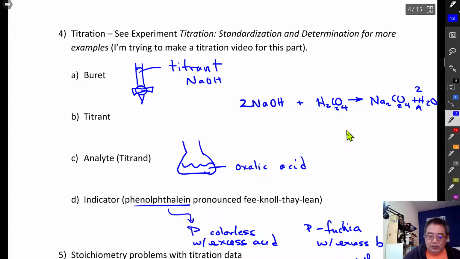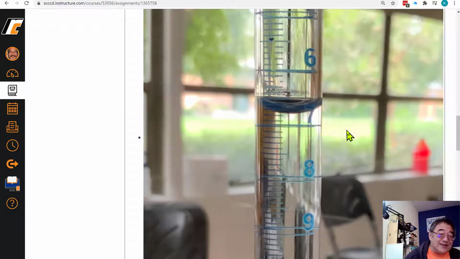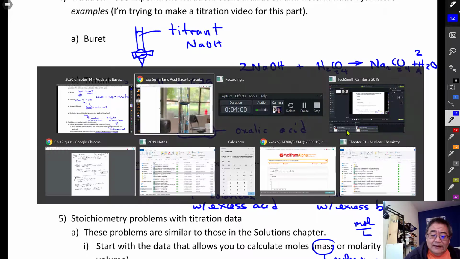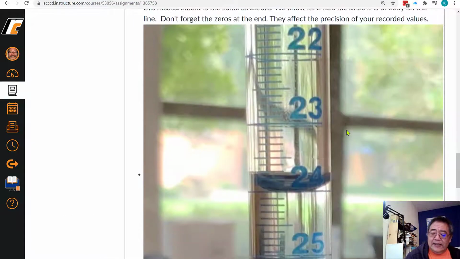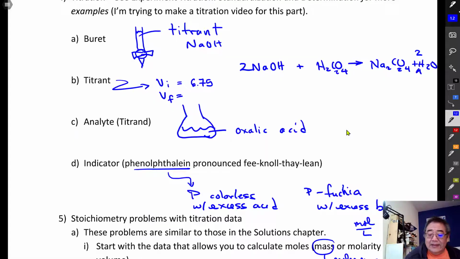Okay, so let's go back and pull up the numbers that we got from the burette for the titrant. We had an initial volume and a final volume. And again, we said that initial volume is about 6.75. It might be 6.76. It depends on how good your eyes are. And then we said that final volume is what? Well, I said in my notes that it looks like it's 24.01 probably. So I'm going to call that 24.01. And the units on the burette are milliliters, okay?